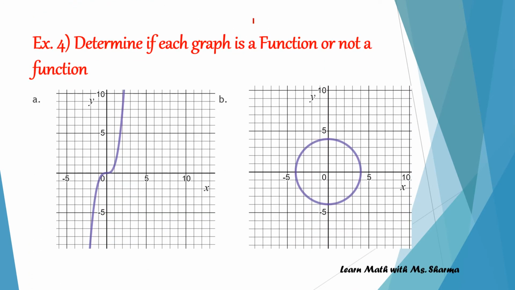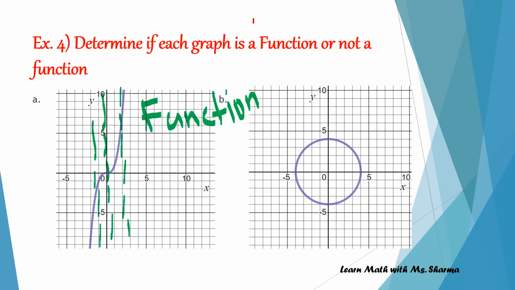Find out if each graph is a function or not a function. So if you draw your vertical line test on this graph, first one, anywhere on this graph, the vertical line intersects the graph once. So this one is a function. It does not intersect more than once. Now for the second one, if we do the vertical line test, you can see it crosses 2 times. Therefore, it's not a function.